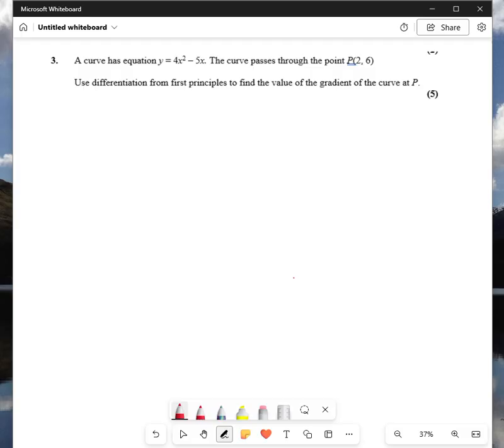So let's think. It says a curve has the equation y equals 4x squared minus 5x, and it passes through the point (2, 6). Use differentiation from first principles to find the value of the gradient of the curve. So basically, we want to find what dy by dx is and put x's to it. We already know what we should get because we can differentiate that, but that's not what it's asking us to do. We should be ending up with 8x minus 5, shouldn't we, if we do our typical differentiation. But we need to prove you get that using differentiation from first principles.